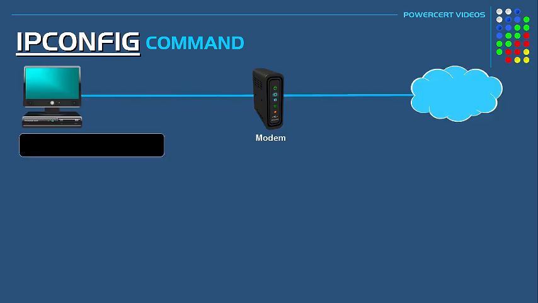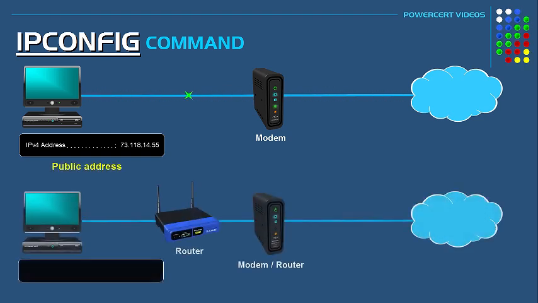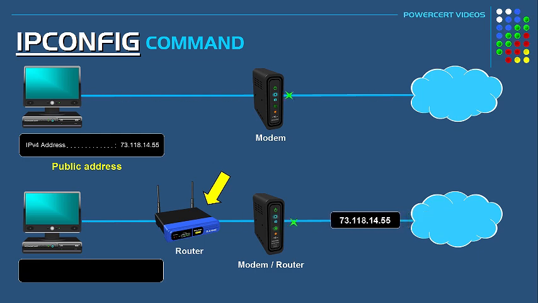Now, if your computer was directly connected to the internet by using a plain modem, which is rare these days, then you would see the external public IP version 4 address in the ipconfig output. But these days, most people will have a router or a modem router combo that will assign your computer a private IP address.